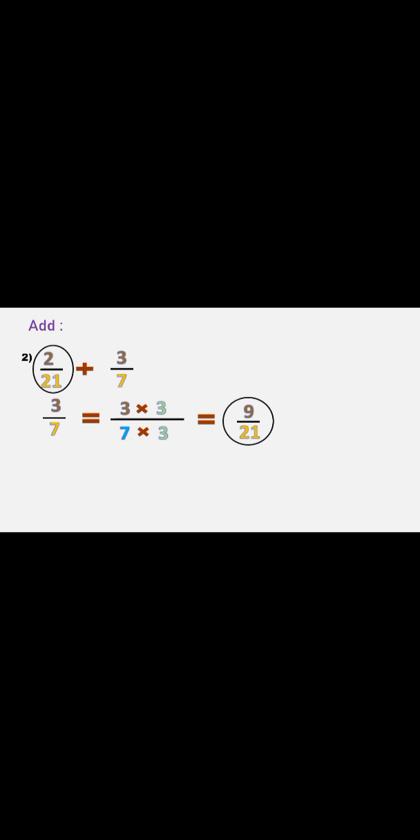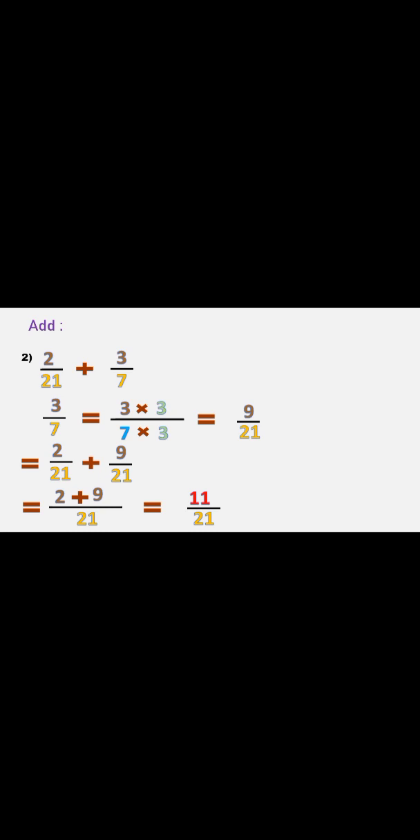Now as you can see, the first fraction and the second fraction after multiplication both become like fractions. Why? Because the denominators are the same. So how to add like fractions? You know the method. So what is the answer? 11 upon 21. It's very simple now? Yes. Moving further.